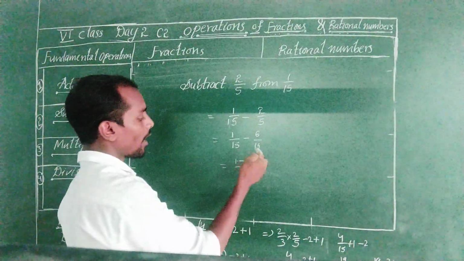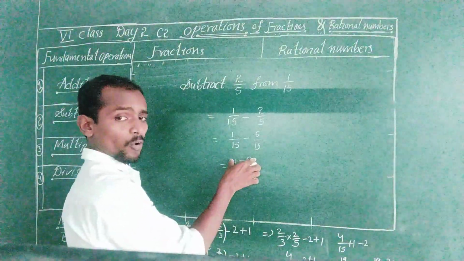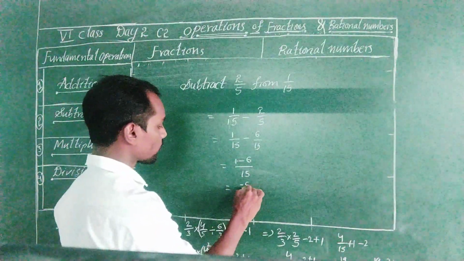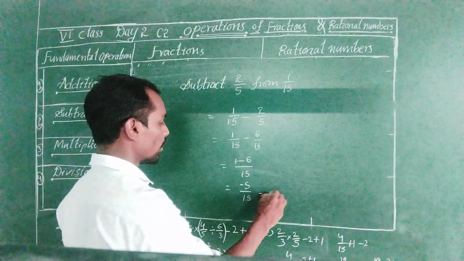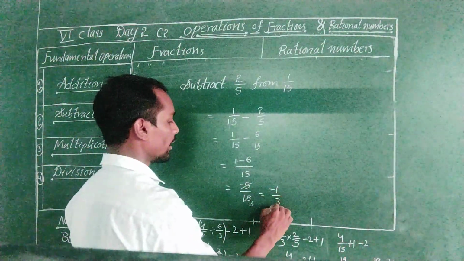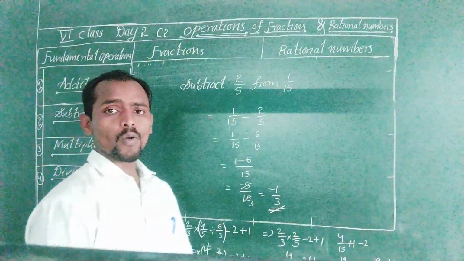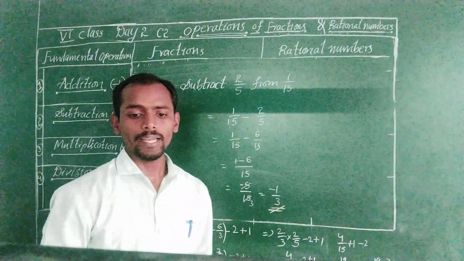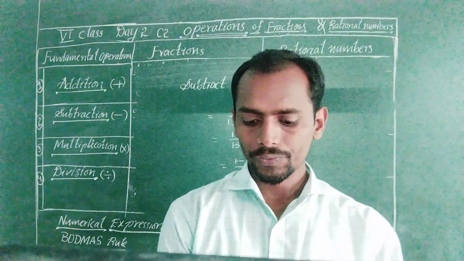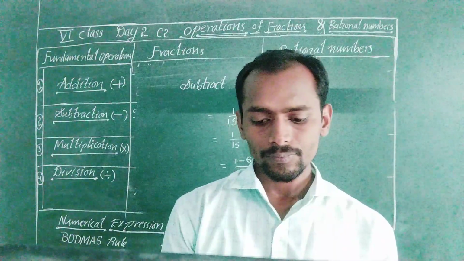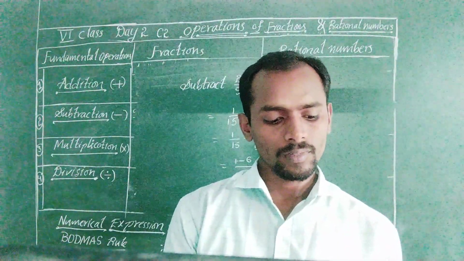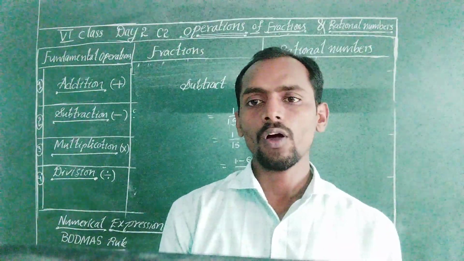Why? Because both are like fractions. Difference of numerators by the denominator. This is minus 5 by 15, which is equal to 5 ones are 5, 5 3s are 15, minus 1 by 3 is the answer. Like that you have to solve the problems in worksheet 2, problem numbers 1 to 20. Very easy problems, you can do. All the best.